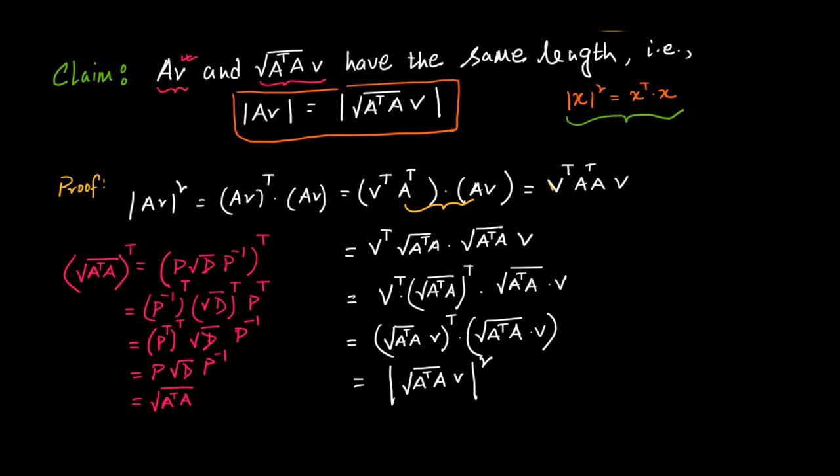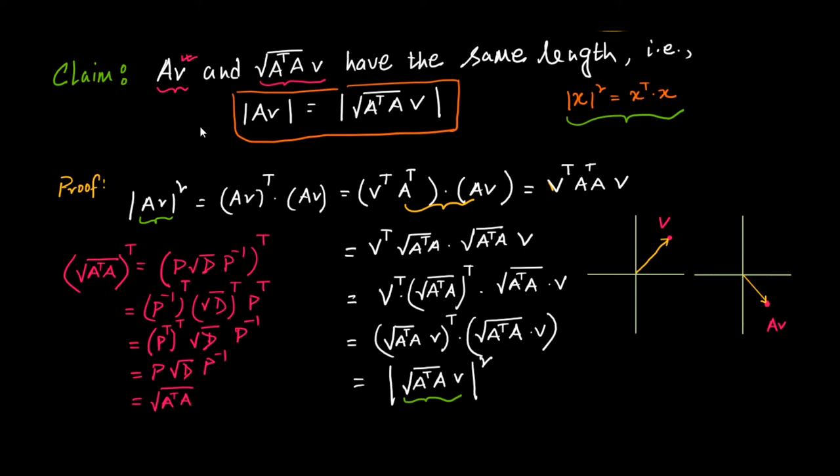That means the length of the vector AV and the length of the vector square root of A transpose A into V are the same. Both of these vectors have the same length. So that means, if we think about this phenomenon geometrically, can you tell me what we get? Suppose I have the V vector in the two dimensional axis as, say, this is my V. Then AV will be something like this.